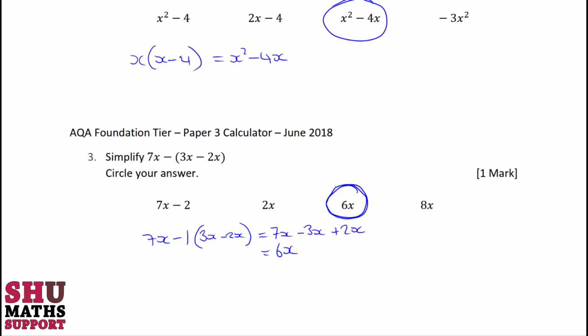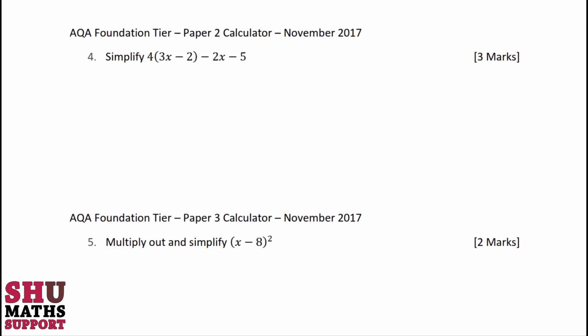Now with this question, because both terms inside the bracket have the variable of x, we're actually able to compute 3x minus 2x, as that's just x. So we could have gone down the route of not expanding this, so we just get 7x minus x, which is 6x. But for this question, it didn't matter what method we'd use, as we're only getting 1 mark for circling the answer.